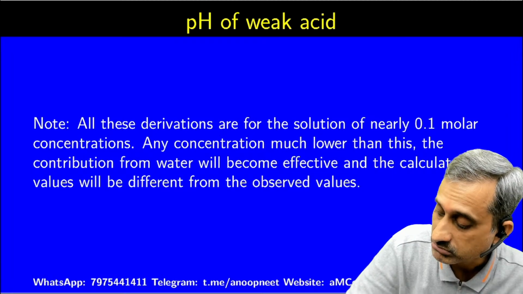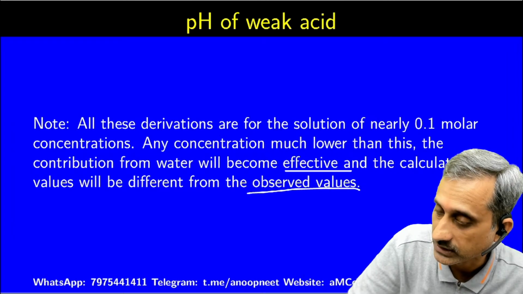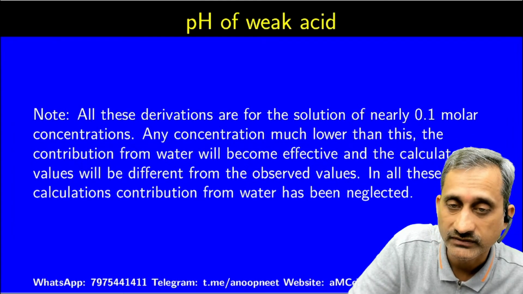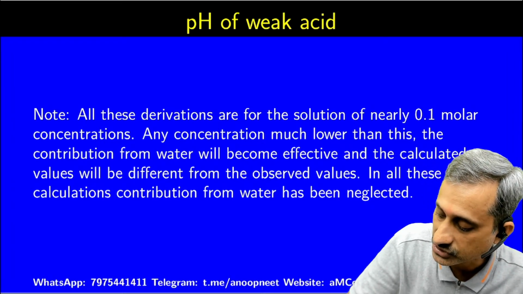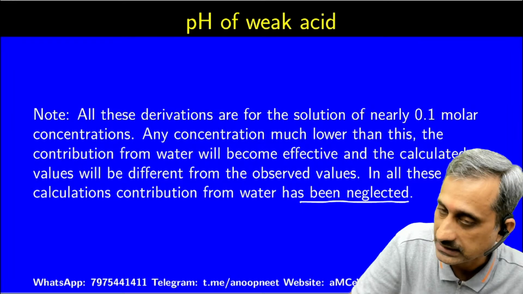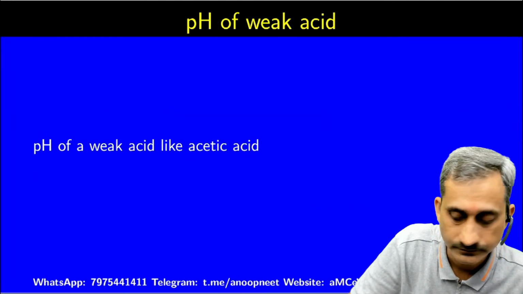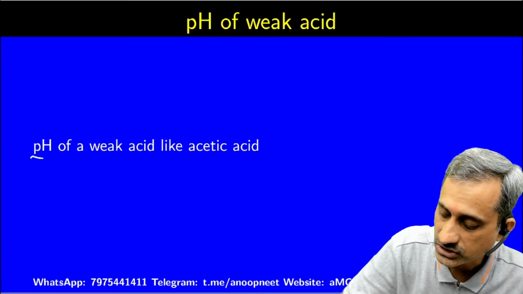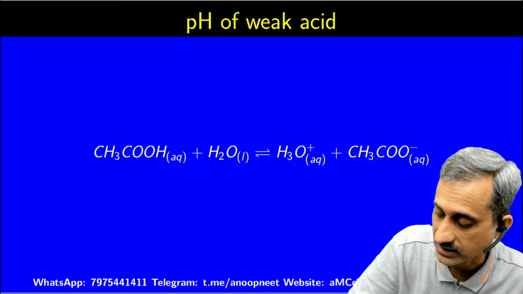Any concentration much lower than this, the contribution from water will become effective and the calculated value will be different from the observed values. तो इसलिए हम 0.1 मोलर concentration की ही बात करेंगे। ठीक है, in all these calculations, contribution from water has been neglected. Any problems here, anybody? Okay. Now let's talk about the pH of a weak acid like acetic acid. How do we calculate the pH of acetic acid?